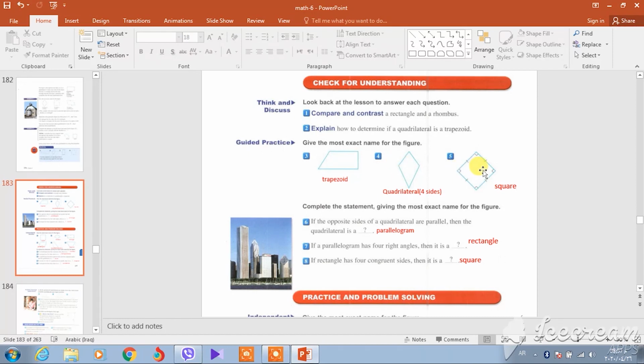Practice 5, we have this figure with four congruent sides and four right angles, or congruent angles. This type is a square.